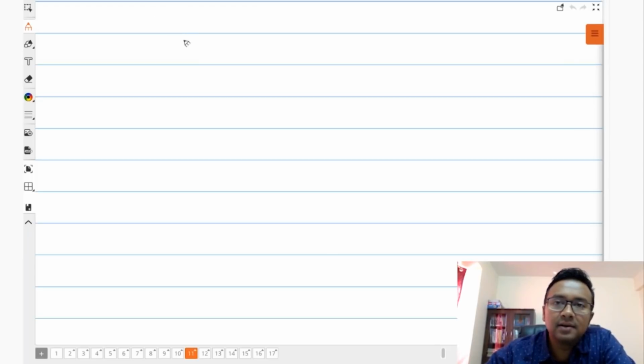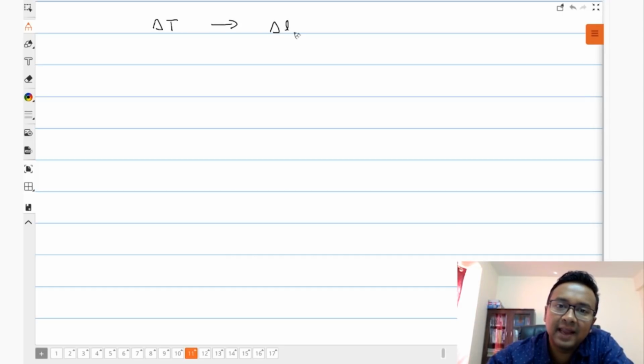We know that during summers, the temperature rises, and as temperature rises, my dear students, if your pendulum is made up of a metallic object, it is going to expand. So due to delta T, there is some delta L.